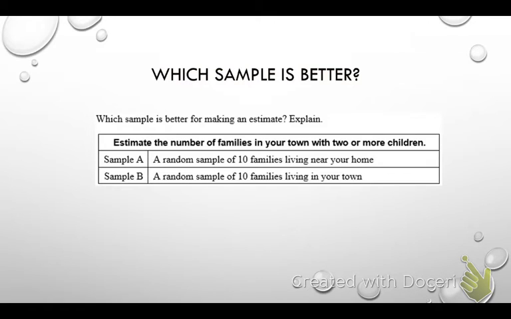All right, next slide. Which sample is better for making an estimate? Would it be sample A or B? For the scenario, number of families in your town with 2 or more children. Why would we choose sample B? Yeah, because it's everyone in your town. We're all on the same page about that. Obviously you don't want to ask people in only a certain area. You want it to be representative of everyone.